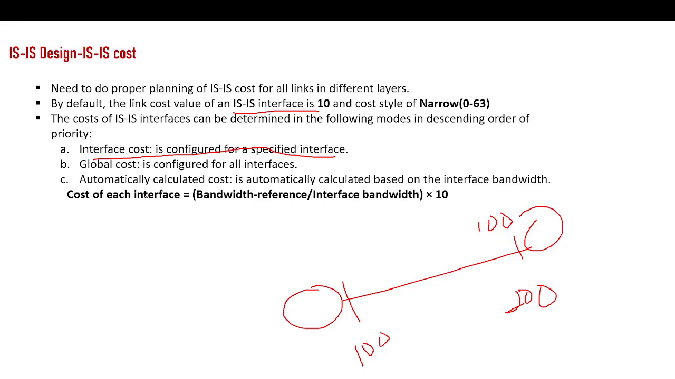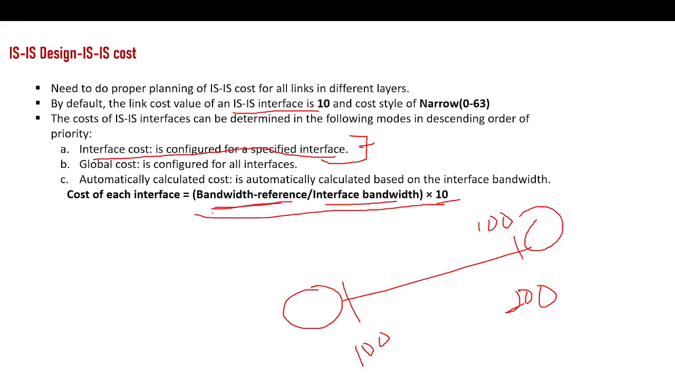Then we have the second one. You can have the global cost that is configured for all interfaces, and then you see it's the automatically calculated cost. So this is how you calculate it. The bandwidth reference divided by the interface bandwidth times 10, almost similar to how OSPF calculates the cost. So we have a similar formula for ISIS. Many times on IPRAN network, we always recommend that you either manually configure the cost. This one is always the best option, or you can have the bandwidth reference value configured.